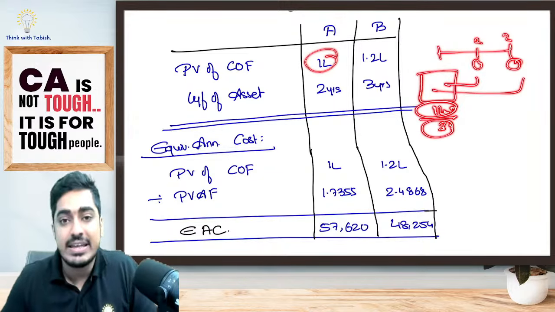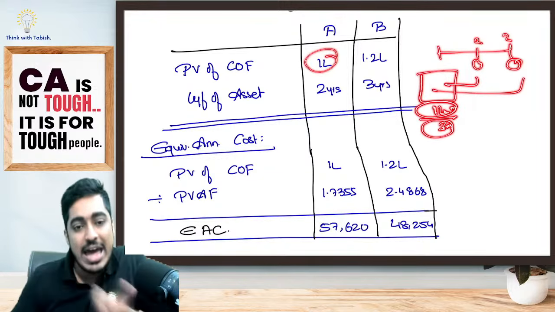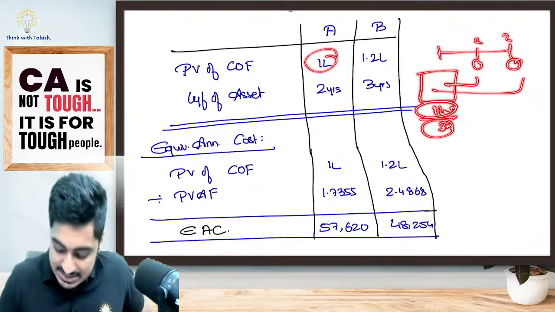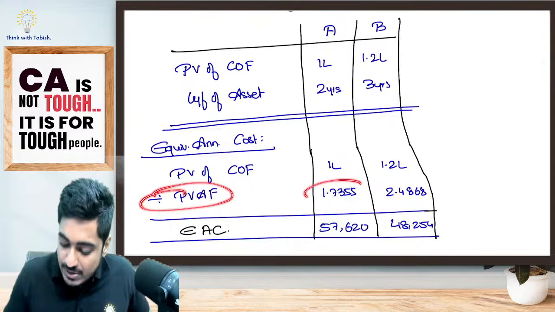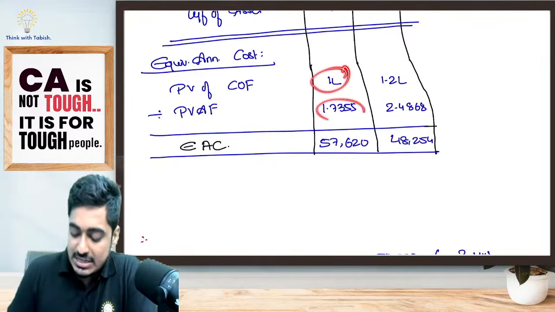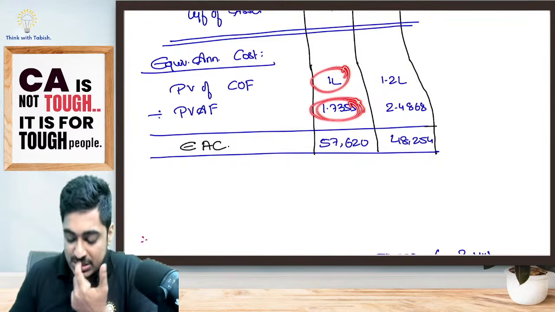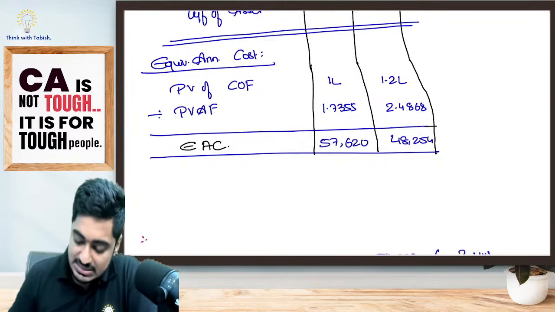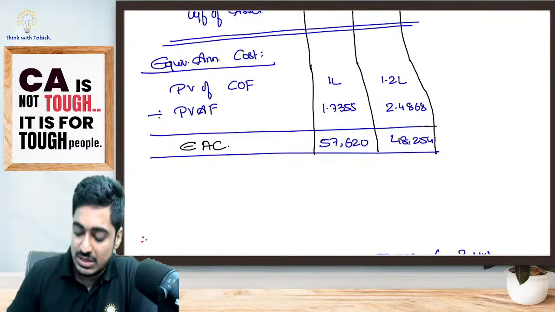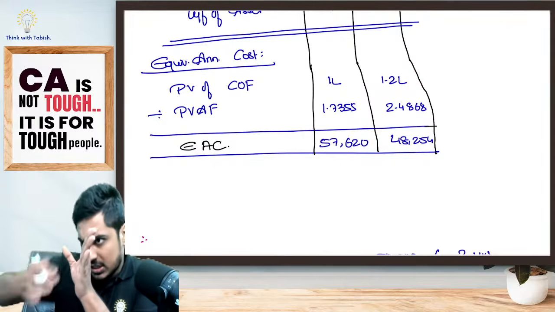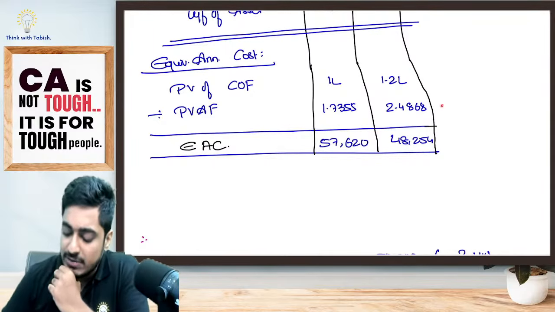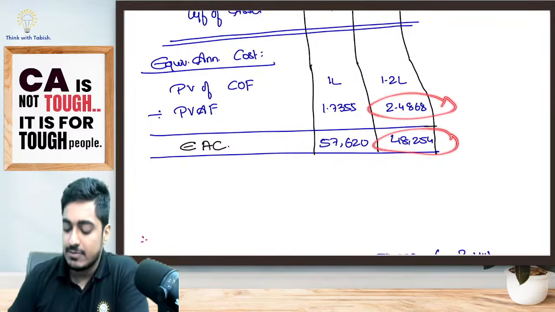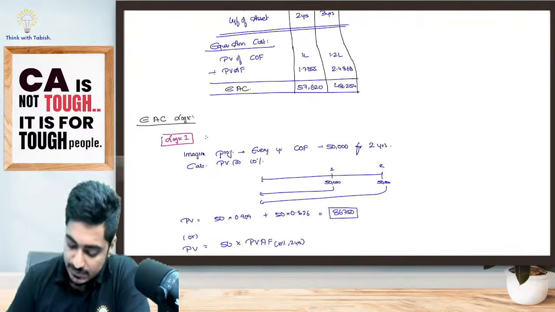That means while you're dividing, you have to divide by the present value annuity factor of 2 years. Is this clear, everyone? So I will divide by the present value annuity factor. For 2 years, the present value annuity factor is 1.7355, assuming 10%. That means it is 57,620. Then 1,20,000 is for 3 years. So for 3 years, the present value annuity factor is 2.4868. That means every year it is going to be 48,254.